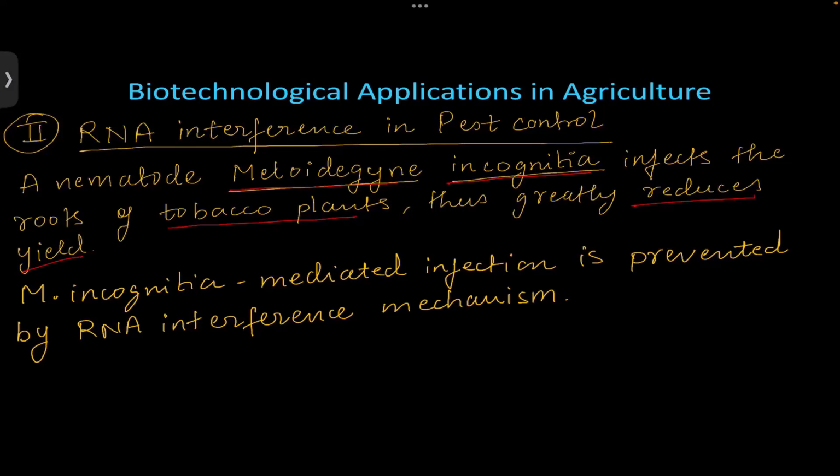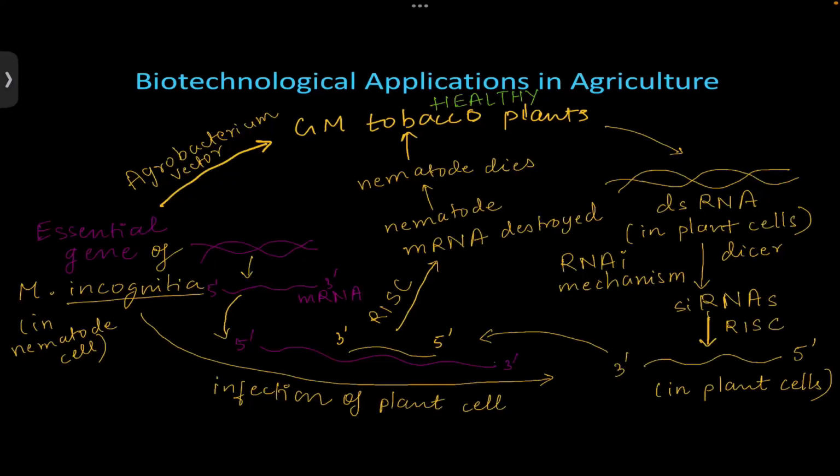What we have to do is stop this particular nematode from infecting the tobacco plant. They have achieved it by using the RNA interference mechanism, which we just studied. So how does it work in tobacco plants? The tobacco plants are genetically modified. How? Scientists have recognized that a few genes are very important for the survival of this nematode M.